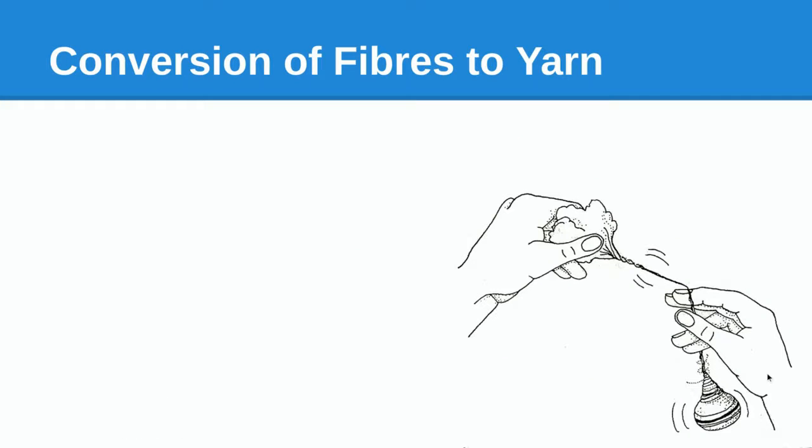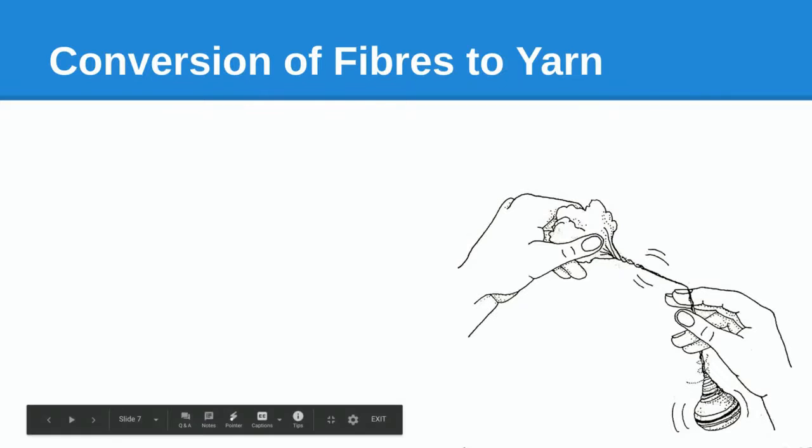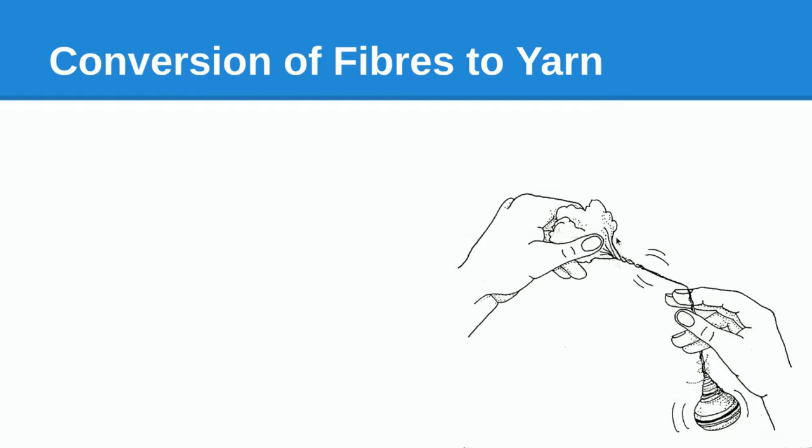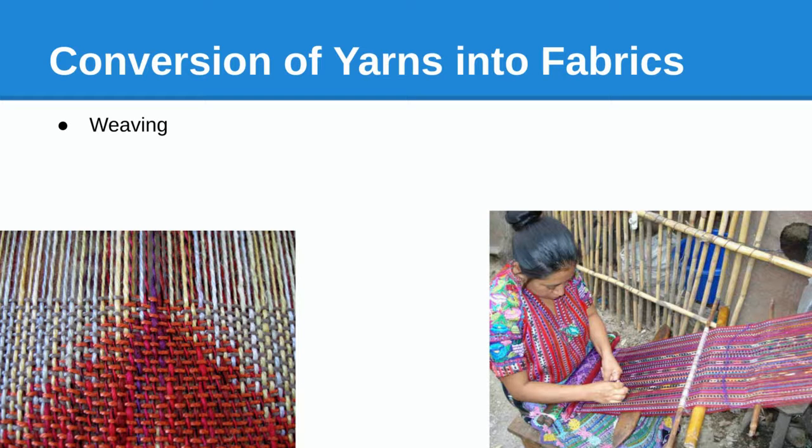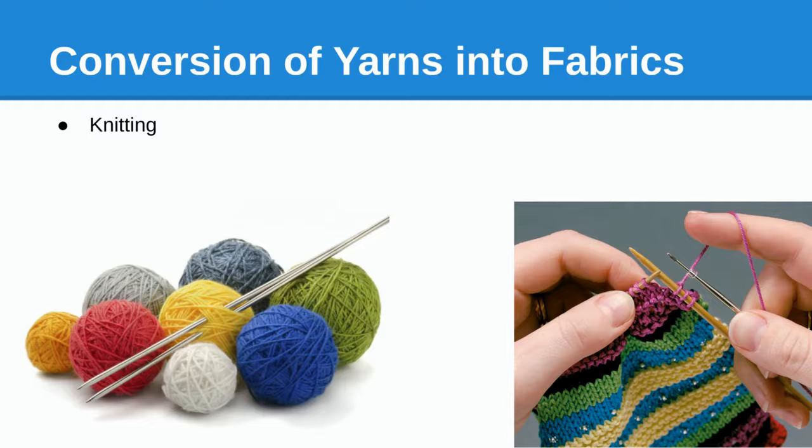Now we're going to talk about converting these fibers into actual products. So the example here, turning fibers into yarn. You can see that they're taking some cotton and twisting it into a yarn. Those yarns can then be used to make actual products, and there's different ways of doing that. So weaving would be an example of yarns to fabrics. Knitting is another example.